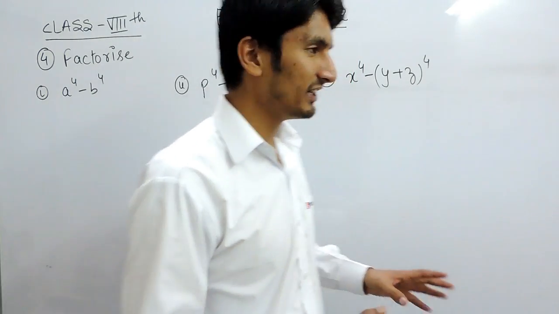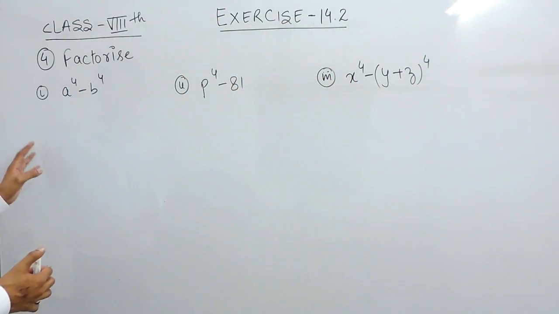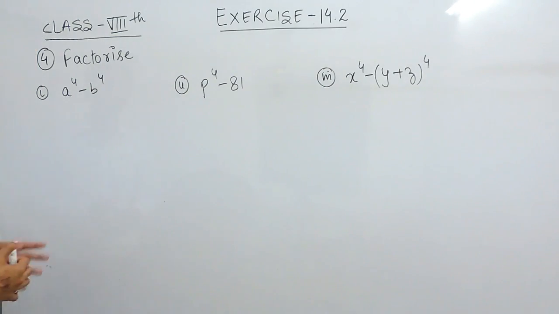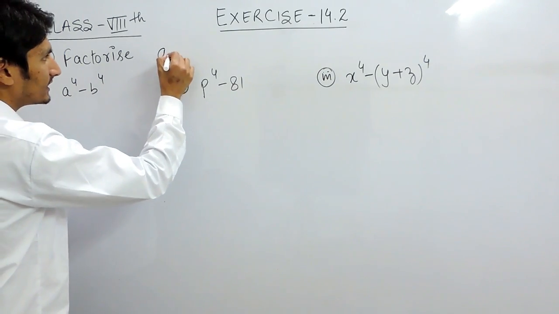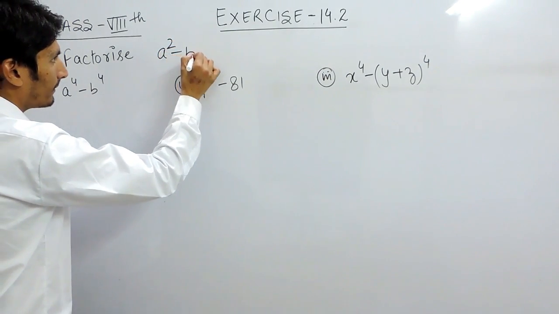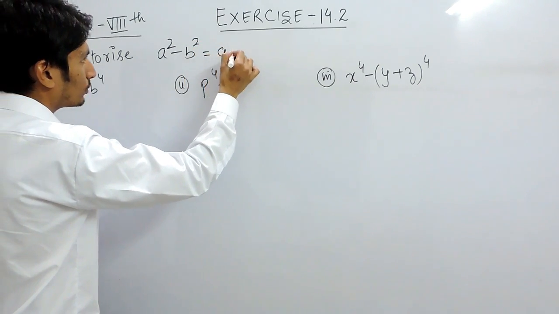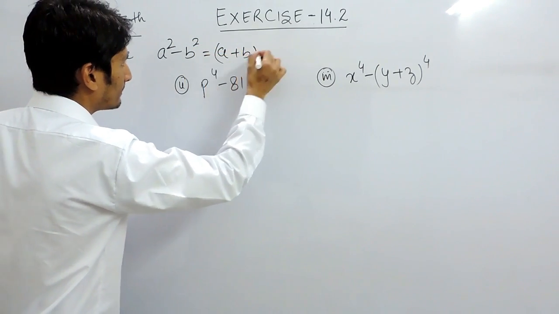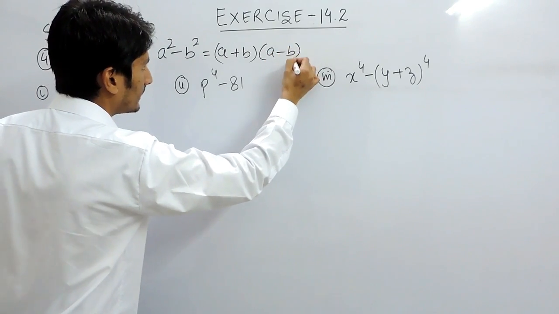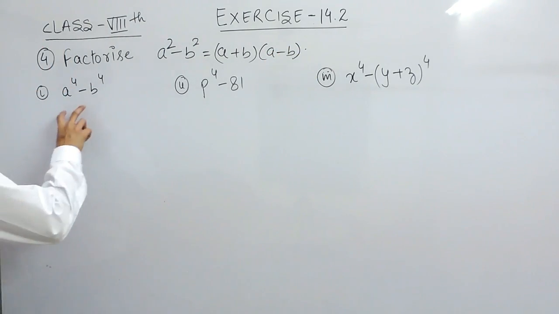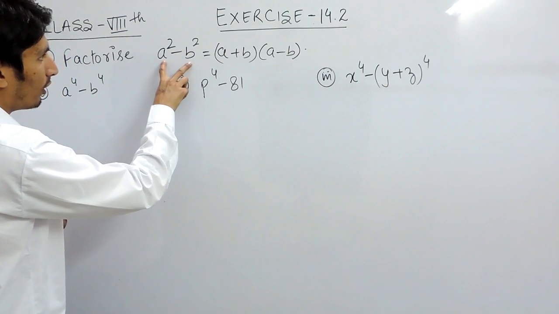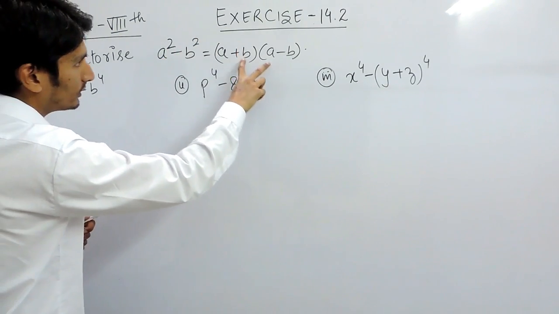Hello everyone, in this video we are going to solve question number 4 and the first three parts. Again you have to factorize, and to factorize these expressions you have to use a certain identity, and the best for this is a square minus b square is equal to a plus b multiplied with a minus b. All these values are given in this form and you have to convert this into this form.